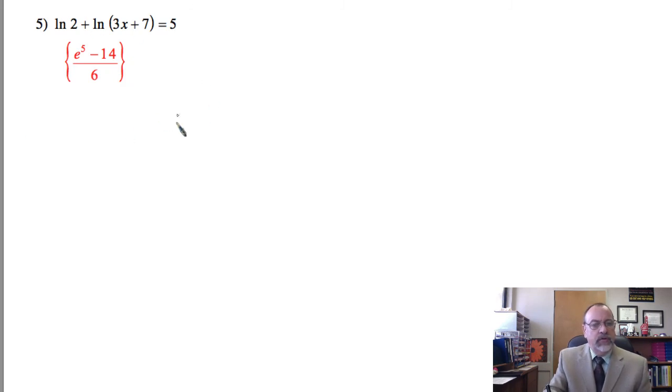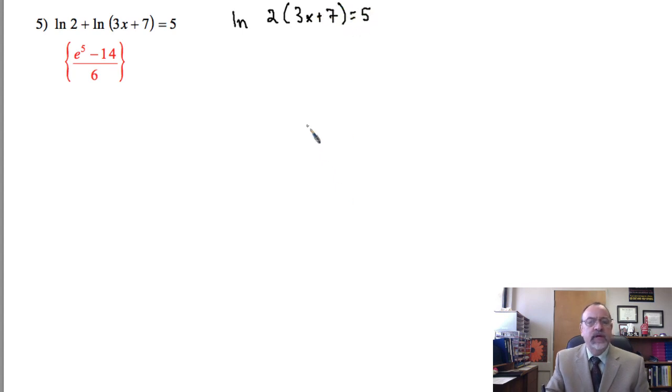All right, 2 logarithms. So again, we're going to change it into 1. So I have 2. Now this time plus means multiply. So I'm going to multiply 3x plus 7 is equal to 5. I have my single logarithm, so I'll change it to exponential. So e to the 5th produces this 2 times 3x plus 7. We'll then distribute.